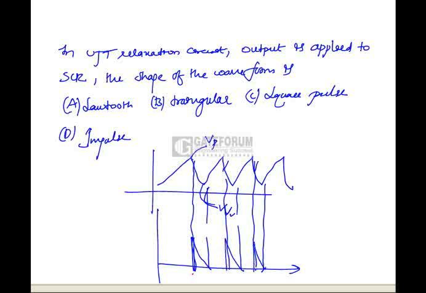If you see the output waveform here, these signals are present for a very short duration of time, and these pulses are very sharp. You can treat this as impulse signals. Option D is the correct answer.